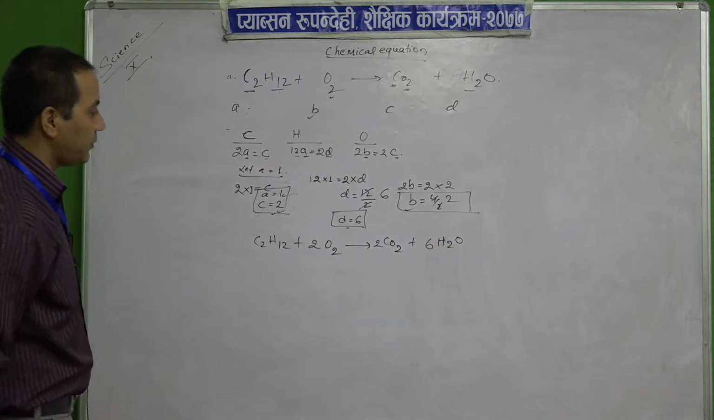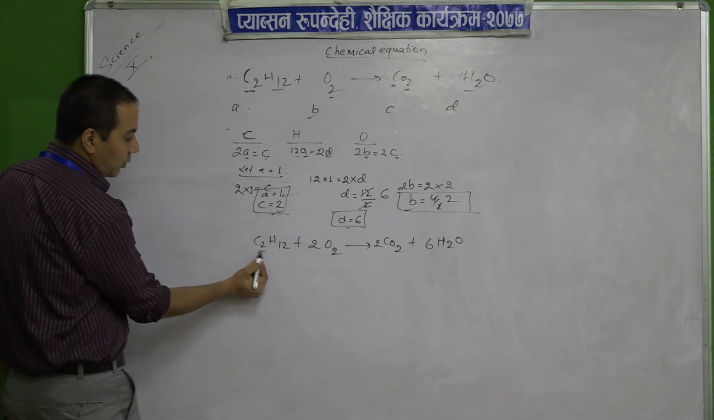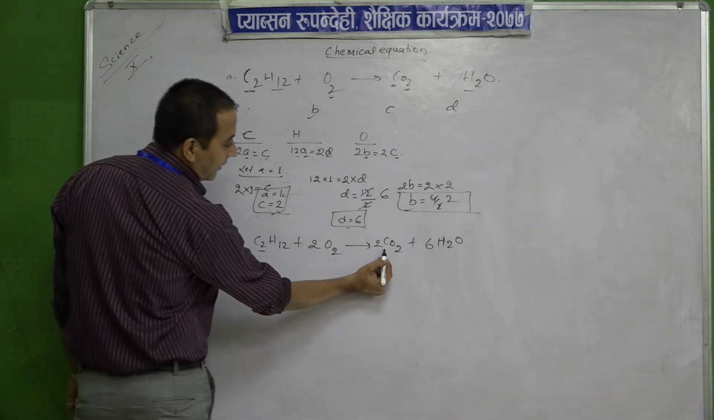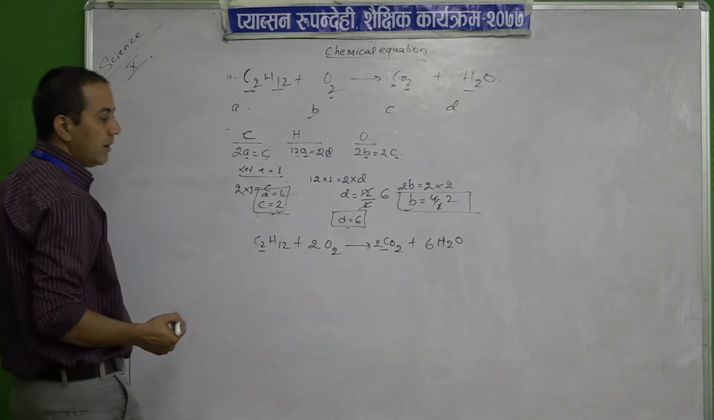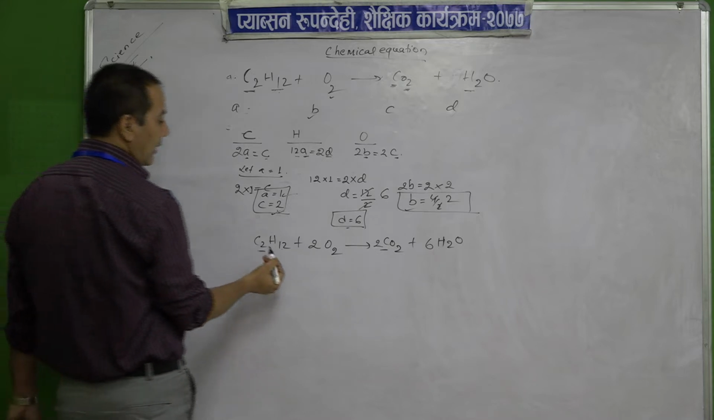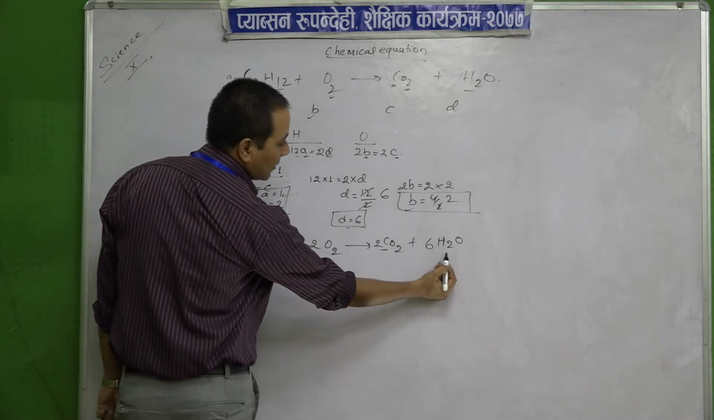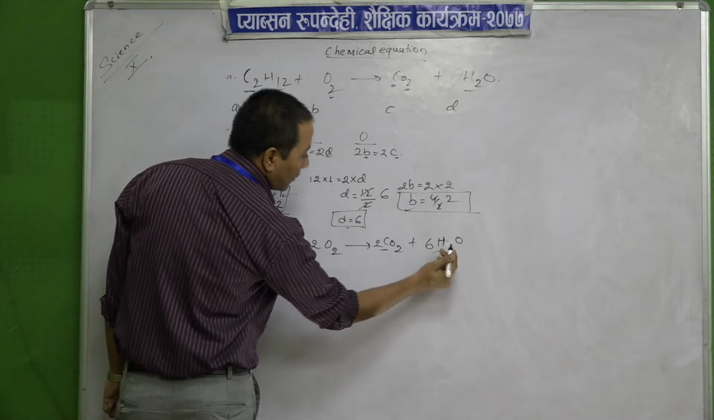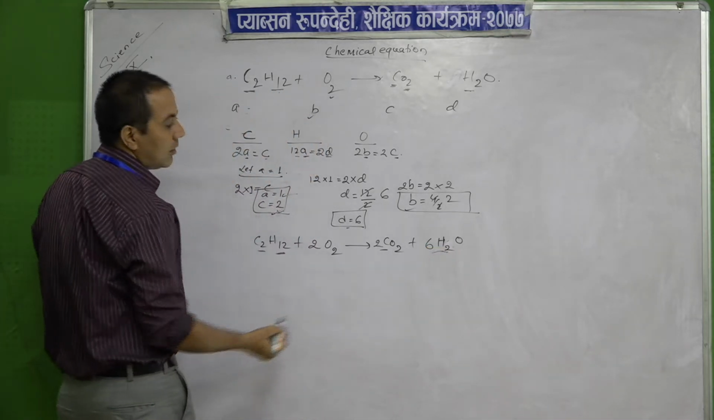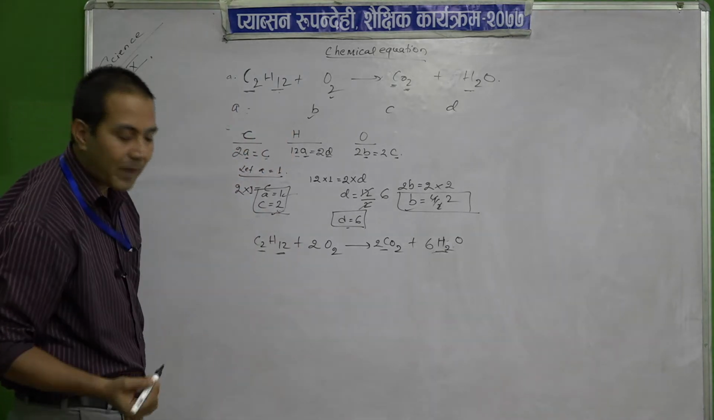Let us check whether it is balanced or not. How many carbons are there? 2. How many are here? 2. It is balanced. Carbon has been balanced. Then hydrogen is how much? 12. Here, 2 into 6, 12. Yes, it is also balanced.